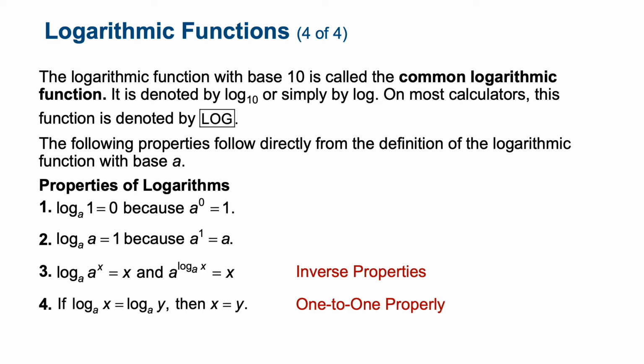Okay, so now if you have two logs with the same base that are equal to each other, then you can assume that their arguments are also equal. This is called the one-to-one property. We noticed that there was the one-to-one property for exponents, and this is the one-to-one property for logarithms.